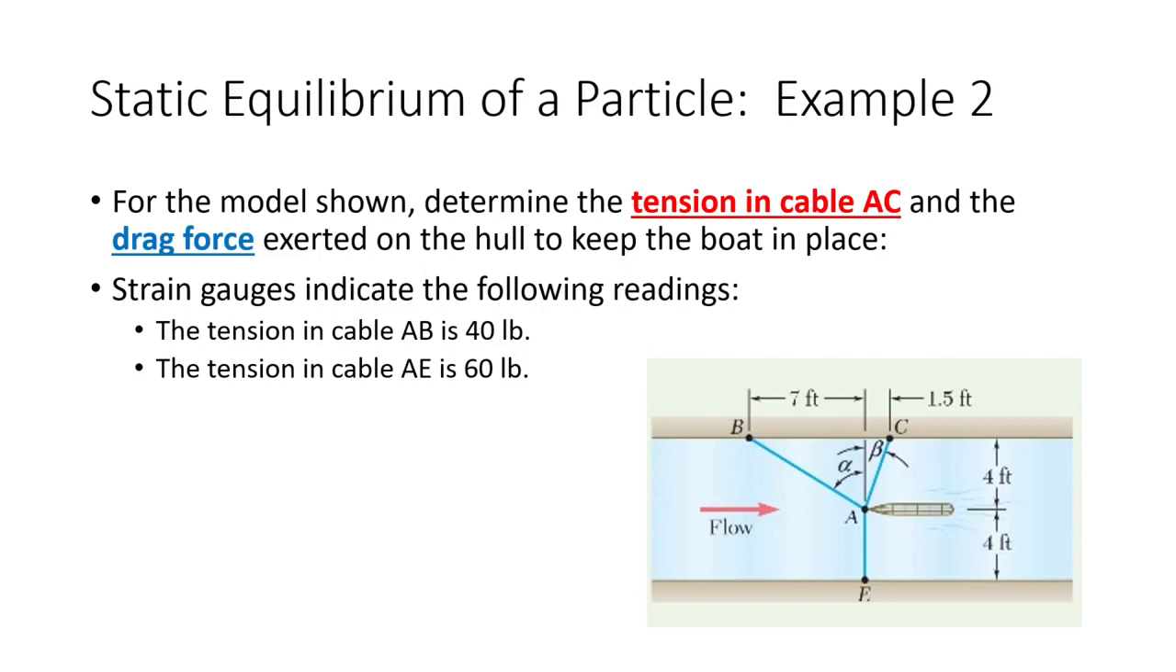Now, this is a scale model, so obviously, if we were talking about something in the real world, the tension in some cable holding a full-scale barge on a river wouldn't be 40 pounds. So this is obviously some scale model. But what we have here is three cables holding this scale barge in place. We have cable AB, cable AC, and cable AE. So we have three cables holding it in place, and then the drag force wanting to push the barge down the river.